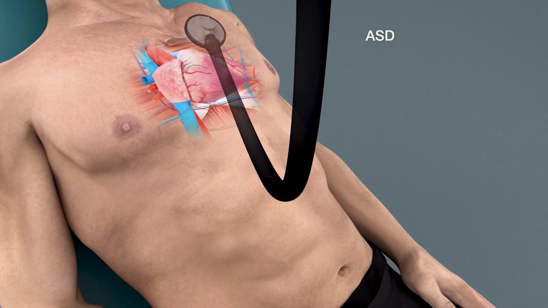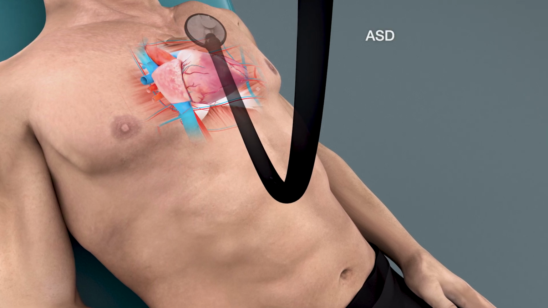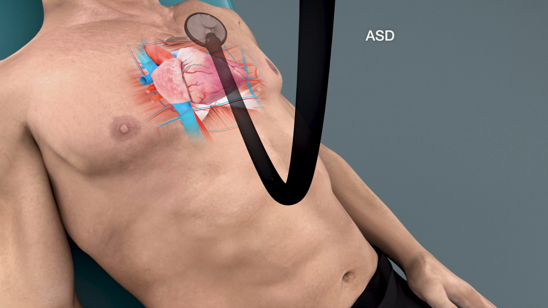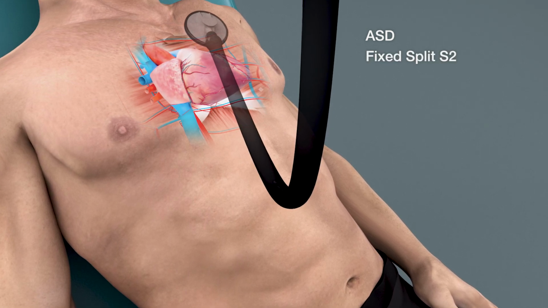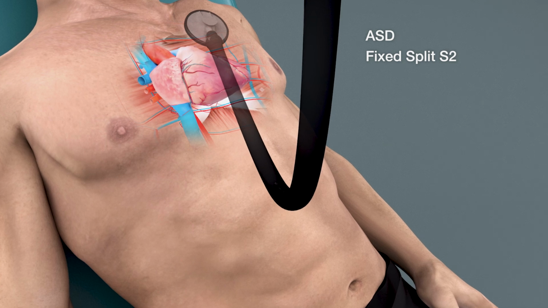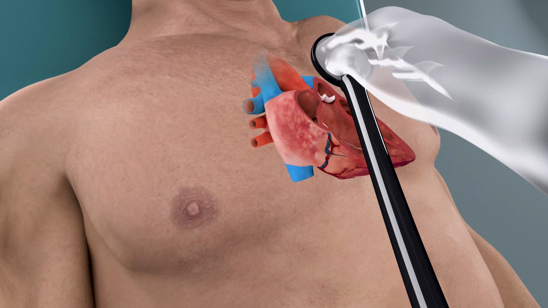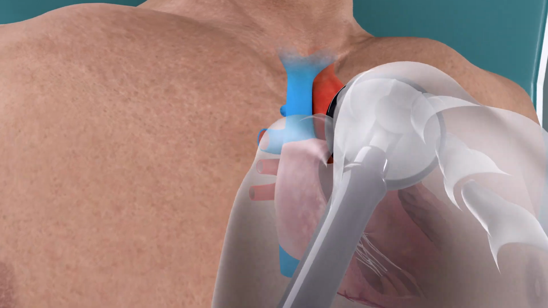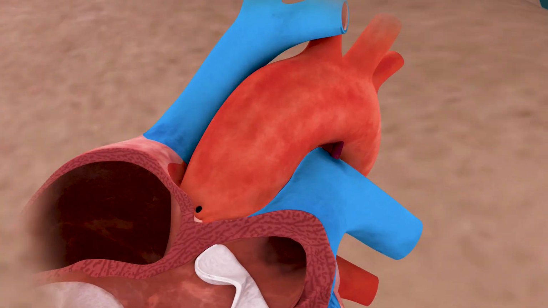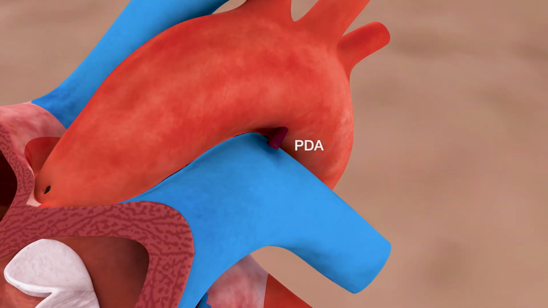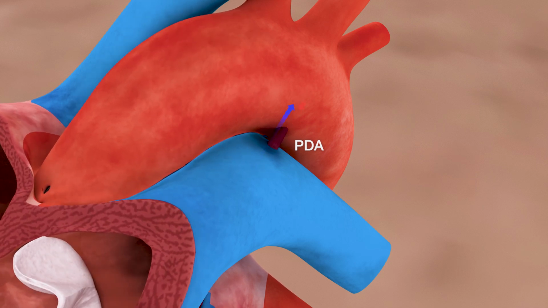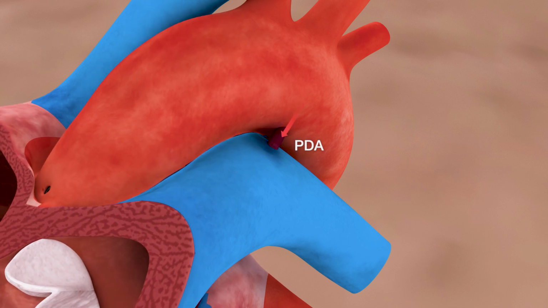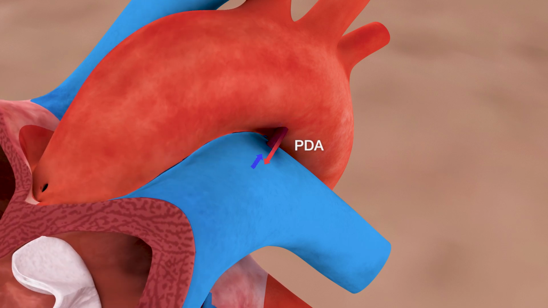Atrial septal defects do not usually cause a murmur, but classically cause a fixed split S2. This is best heard with a patient in a sitting or standing position. The murmur of a patent ductus arteriosus is continuous and harsh, often described as machinery-like. Best heard over the left upper sternal border and may obscure the S2.